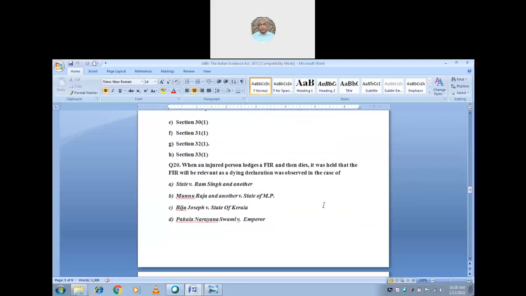Okay, let us go to the next. When an injured person lodges an FIR, FIR means First Information Report, is it only for criminal cases or any cases?